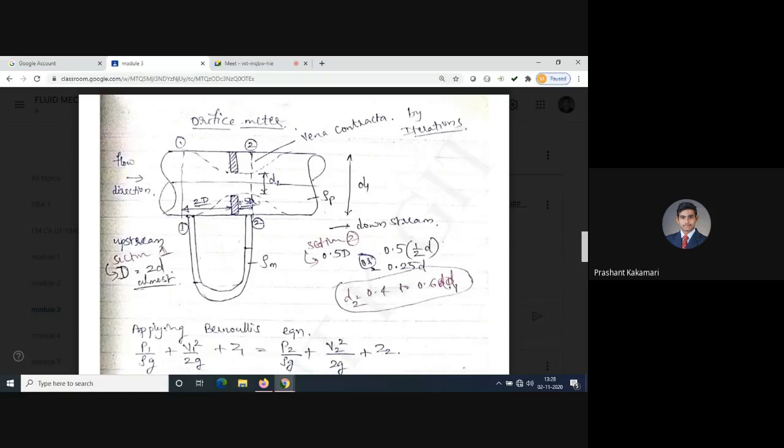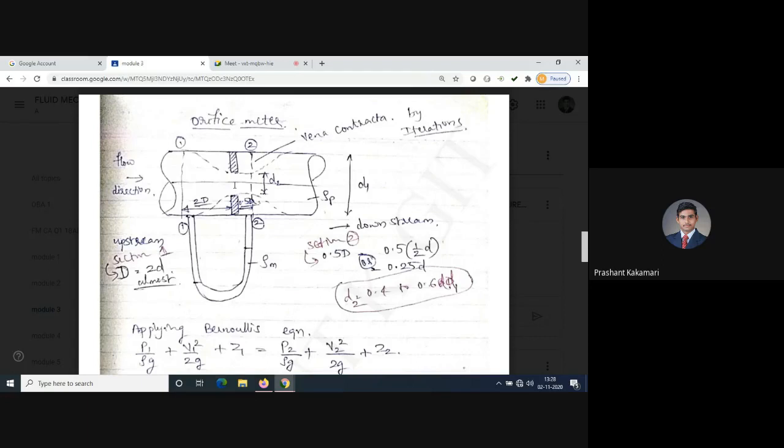So at section 1, the complete pipe diameter is taken. And section 2 should not be exactly the orifice diameter. This everyone should keep in mind. But in problems, what they do, the diameter D2 will be given directly, the opening of the orifice. Many times they will take the orifice diameter D2 itself.